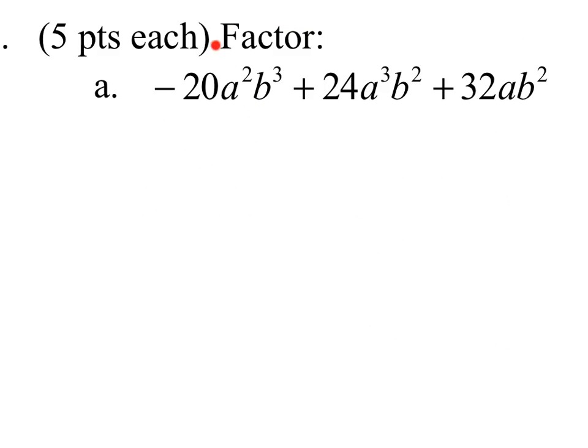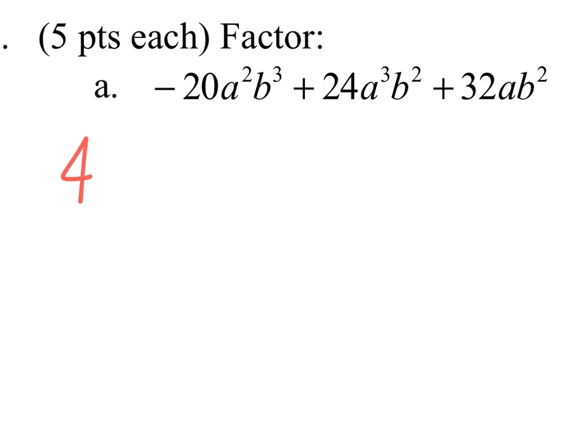For question number 4, we're going to need to factor, so let's find the GCF. We'll start with looking at just the coefficients, and I see negative 20, 24, and 32. I know that 2 goes into negative 20, 24, and 32, but I don't think that's the greatest common factor. I know that 4 goes into all 3 terms, so I'm going to factor out a 4.